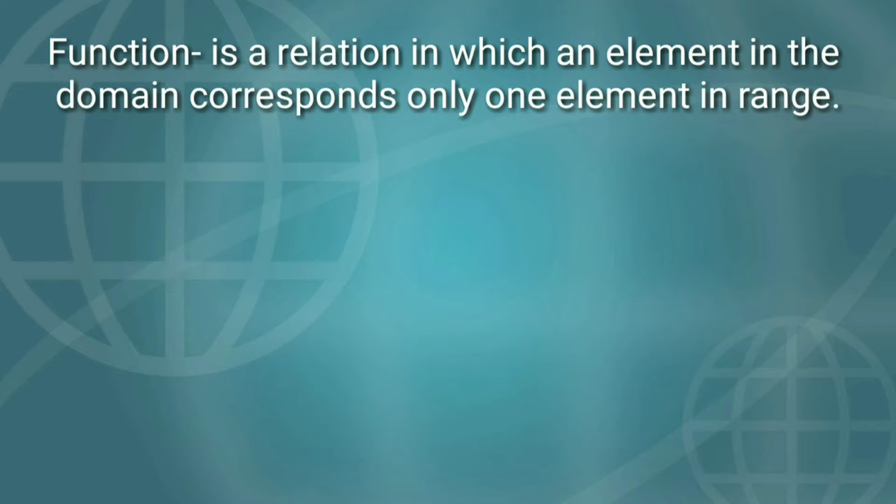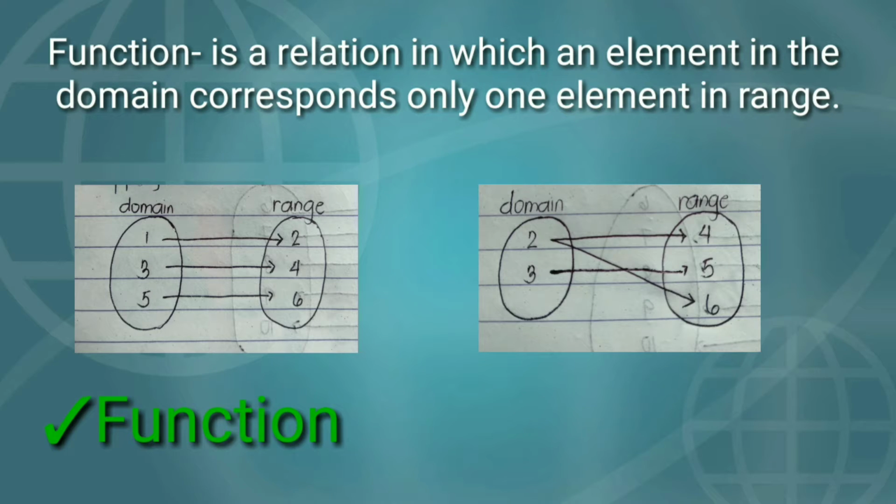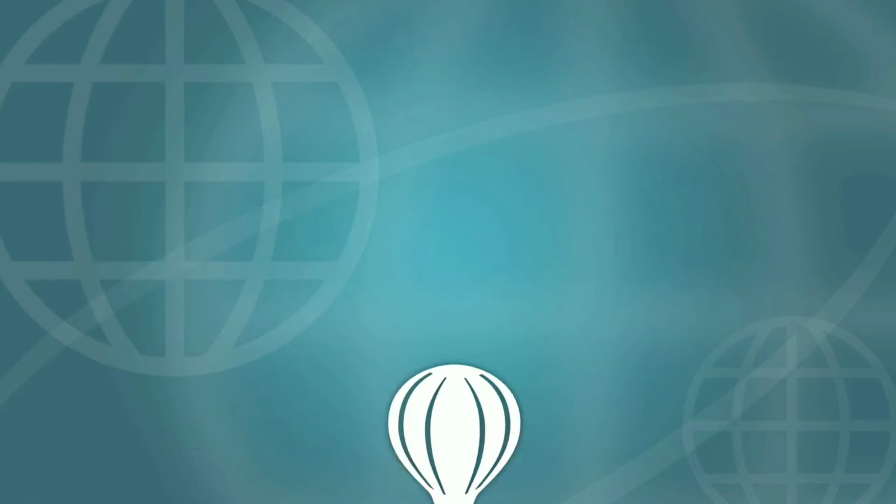And the trick to picking out the function is to pay attention to x. If all of the x coordinates are unique, then the relation is a function. If any of the x coordinates repeat, then the relation is not a function.